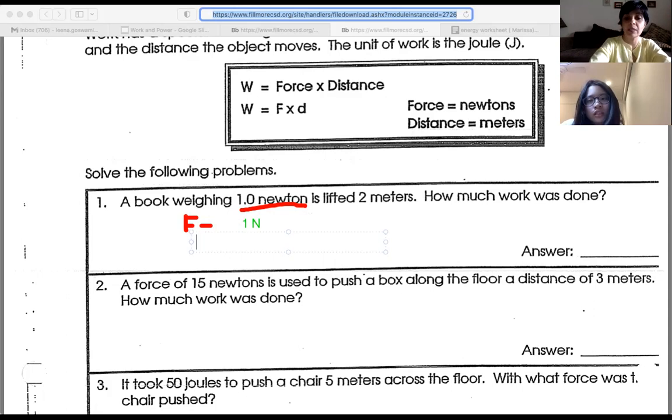What's the displacement? 2 meters. What's the formula? Force times displacement. Yes. And so you will apply, which will be 1 times 2. This is as simple as we can get. And you will always write the units.